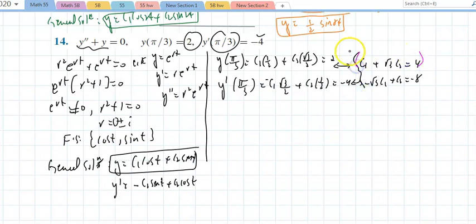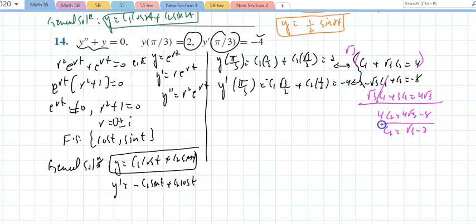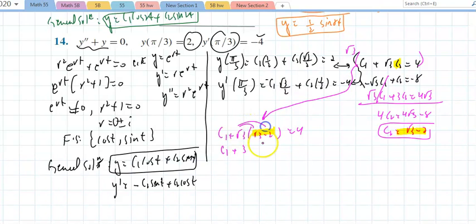If I multiply the top equation by radical 3, that would be radical 3 c1 plus 3 c2 equals 4 radical 3. Add those. That would be 4 c2 equals 4 radical 3 minus 8. And if I divide by 4, I'll get radical 3 minus 2. I got c2. Now if I take the first equation, c1 plus radical 3 times radical 3 minus 2 equals 4. So basically, I substituted this value right there. c1 plus 3 minus 2 radical 3 equals 4. So c1 is 1 plus 2 radical 3.